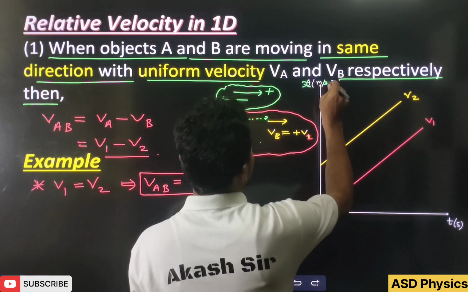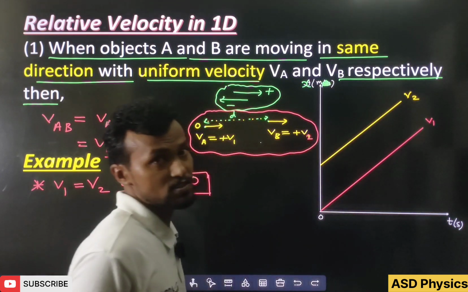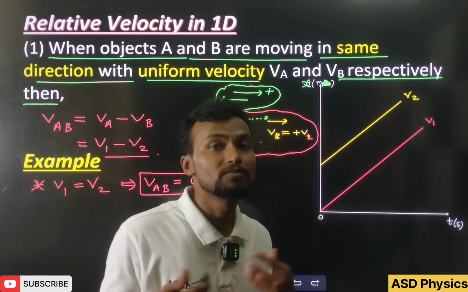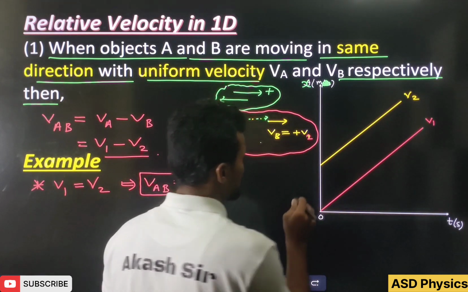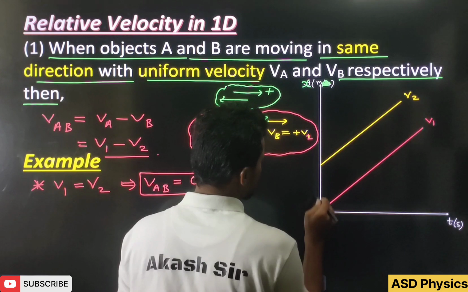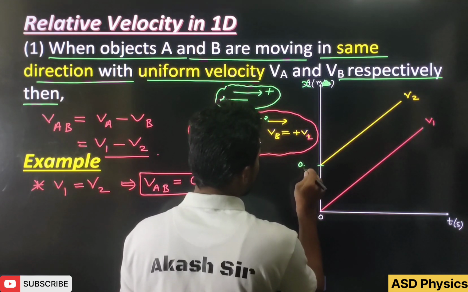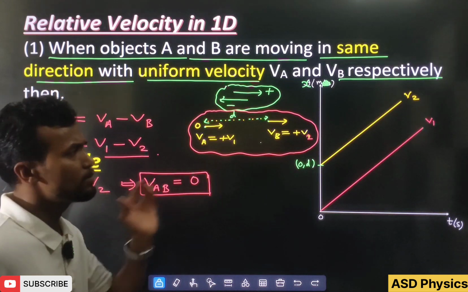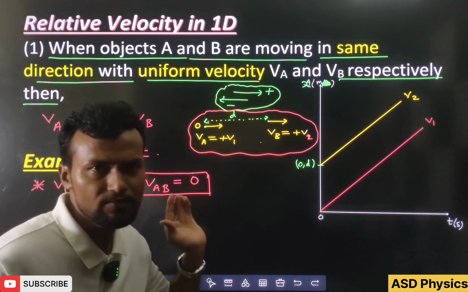The X versus T graph is there. Which graph? X versus T graph. The slope of the position time graph will give us velocity. So both will have the same slope. And this distance is D, as I have told you. So they will not be able to catch each other. Both are moving with the same velocity.